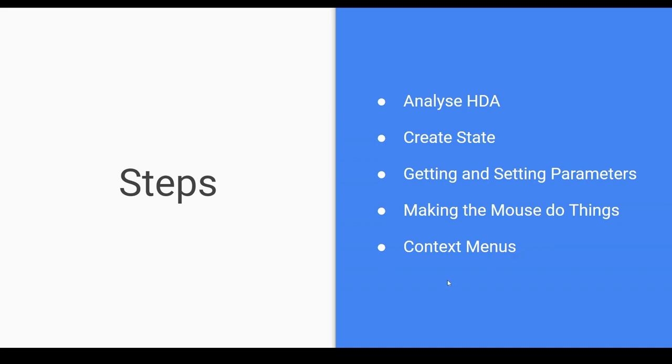Okay, so what are we going to be doing? I've broken it down into 5 very simple steps. First thing we're going to do is analyze the HDA that I've built already. Then we're going to create the actual state for it, the Python state. Then we're going to learn about getting and setting parameters of a node using Python and Houdini. Then we're going to make the mouse do things for us. We want to be doing things interactively in the viewport using the mouse buttons, using the mouse wheel, using the keyboard. So we're going to be doing that in Python states.